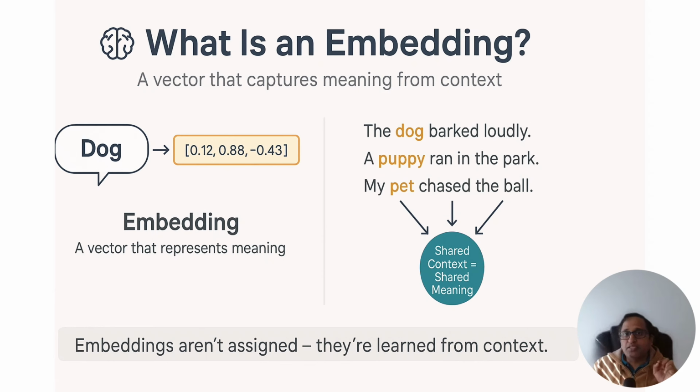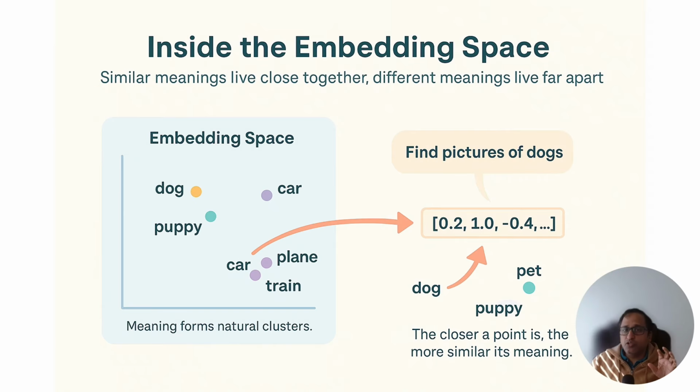Each number in the list encodes some abstract feature of that meaning. So when you hear embedding, think of a vector that represents a meaning. Now we have learned what a vector is, which is a sequence of numbers representing the characteristics of an entity. And we learned what an embedding is: it gives you the meaning of that word. It is learned by training the embedding model on millions and billions of sentences.